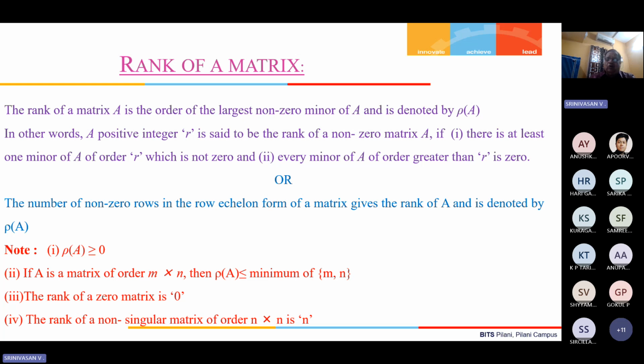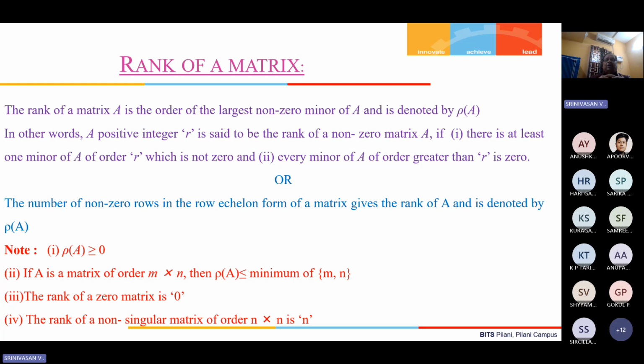Well, similarly, we can do column echelon also, but it is easy to do uniformly. Let us fix it as reducing row-wise by doing elementary row operations. We will reduce it to row echelon form and we will go for finding the rank. Look at what is the rank of a matrix. This is the classical definition. The rank of a matrix is the order of the largest non-zero minor. Rank means it's a number.